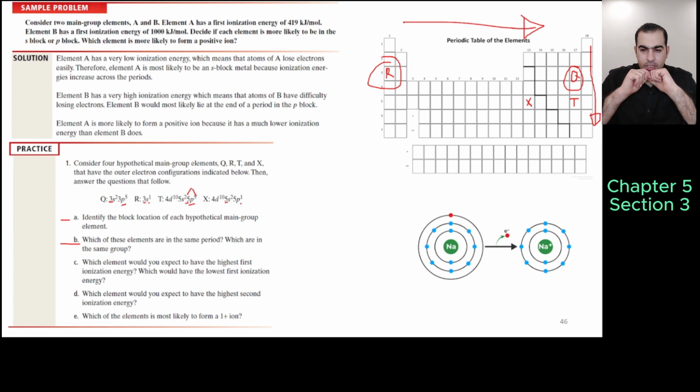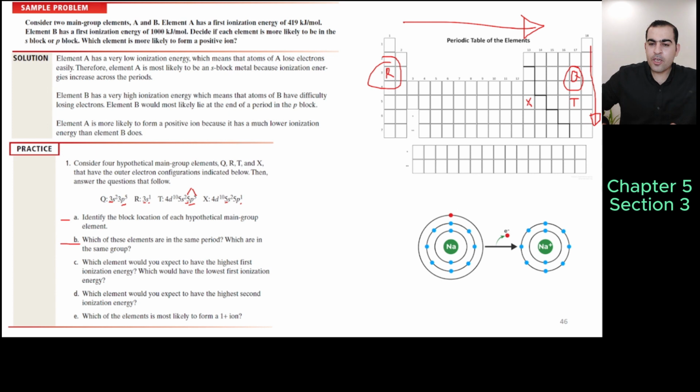Second ionization energy: each of these, R, Q, T, to removing the second electron. For the first, we know Q is the highest and R is the lowest. But for the second, the answer is R. R has the second highest ionization energy, but it has the lowest first ionization energy.